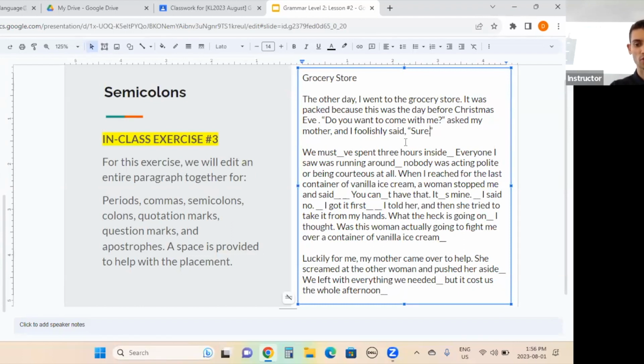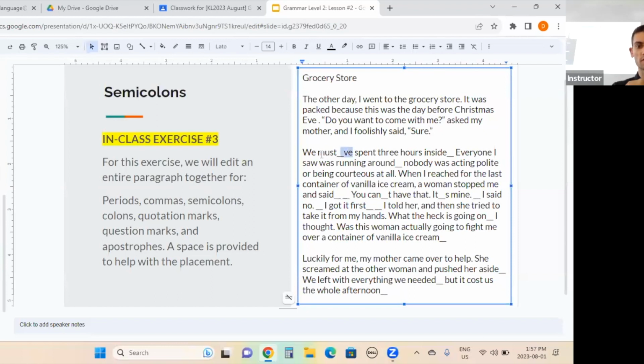Okay, so that's the first portion. We'll get through the next portion and the last one, and then we'll end our class, guys. We'll get there at the very end. So now we're going to introduce apostrophes into the second paragraph, and there might be a few more question marks and things like that. We must have spent 3 hours inside.